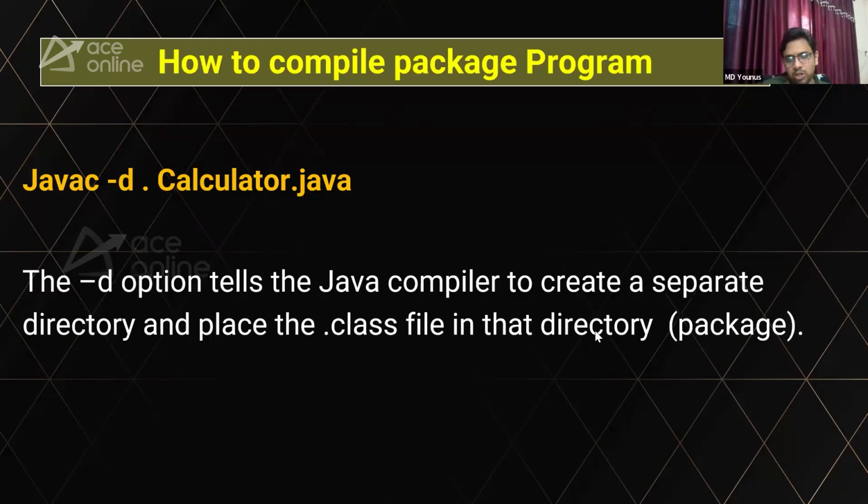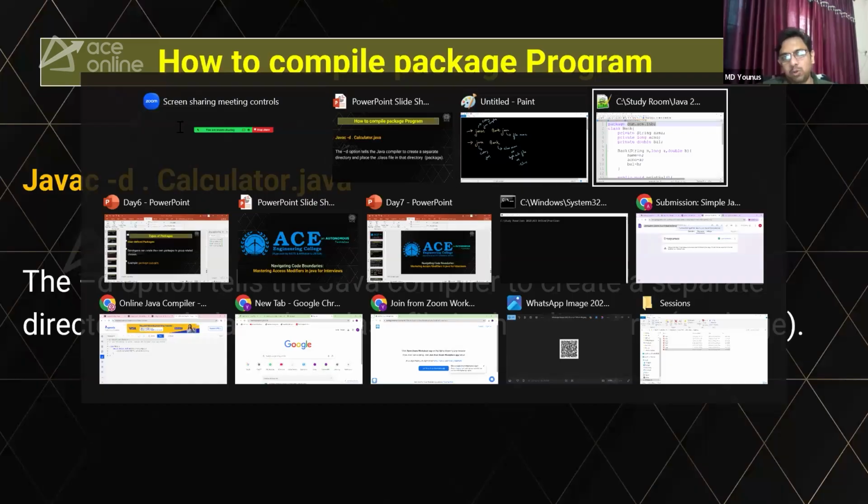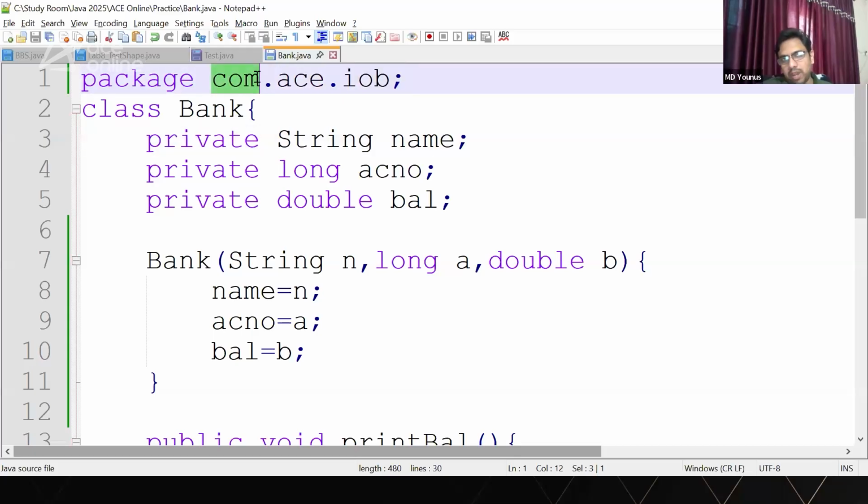So as Monica, Shruti said, that's correct. That -d here tells you to create a directory. As you have seen in the last slide, what it will do is create a directory called com, the main directory. Inside that it will create an ACE, and inside that it will create an IOB.